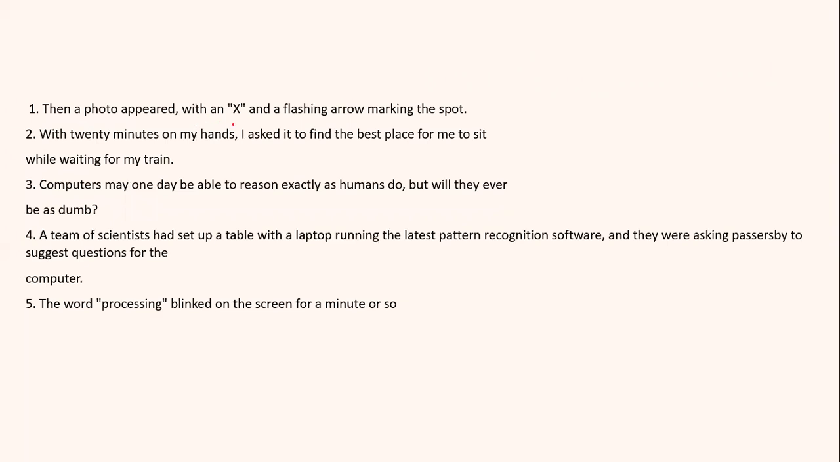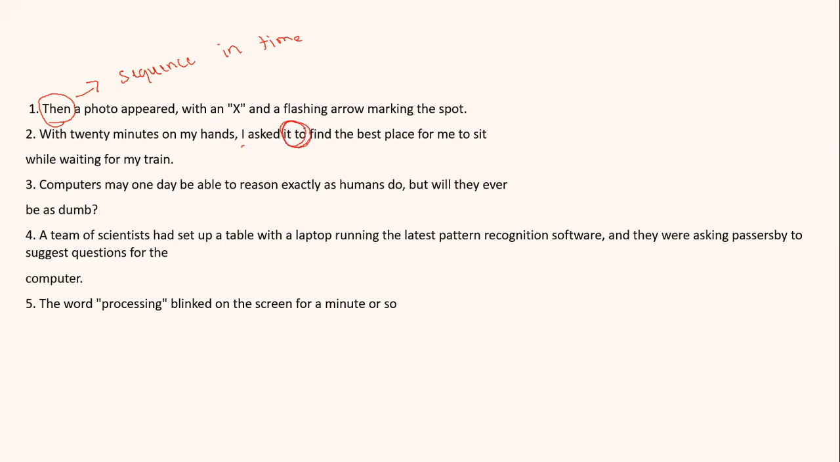Then a photo appeared with an X and a flashing arrow marking the spot. Then a photo appeared. Then means sequence in time. So I need to find a sentence which relates with this sequence in time. Then a photo appeared. So something must have happened before this. What could have happened before this? With 20 minutes on my hands, I asked it to find the best place for me to sit while waiting for my train. I asked it.